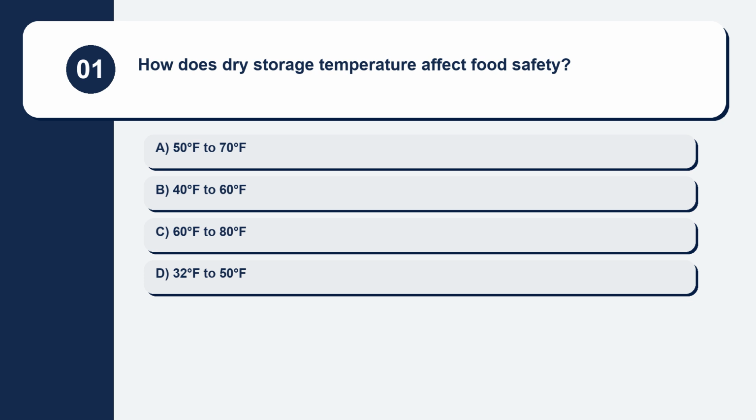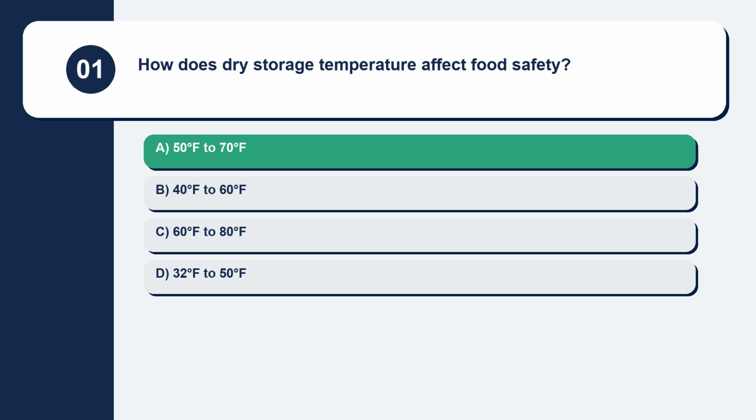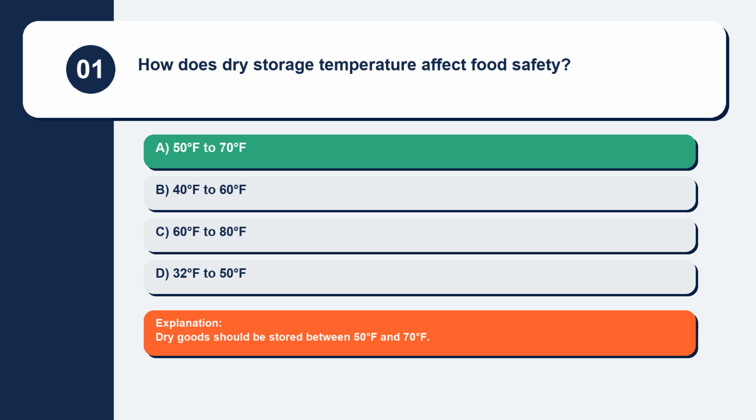Question 1. How does dry storage temperature affect food safety? 50 degrees Fahrenheit to 70 degrees Fahrenheit, 40 degrees Fahrenheit to 60 degrees Fahrenheit, 60 degrees Fahrenheit to 80 degrees Fahrenheit, 32 degrees Fahrenheit to 50 degrees Fahrenheit. Dry goods should be stored between 50 degrees Fahrenheit and 70 degrees Fahrenheit.